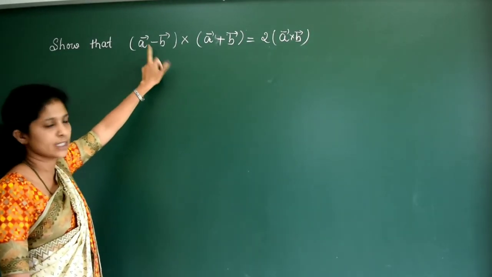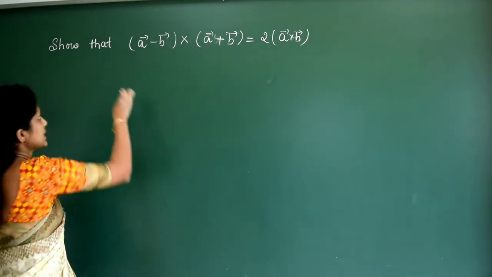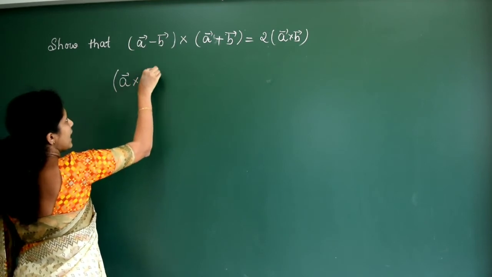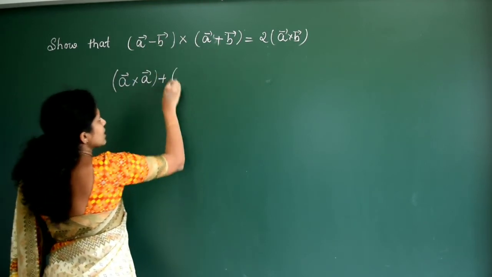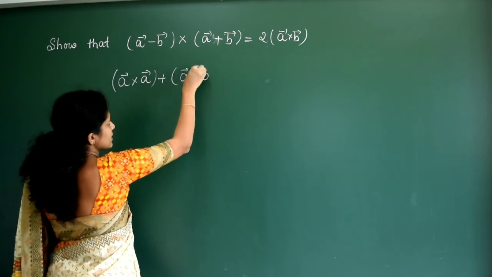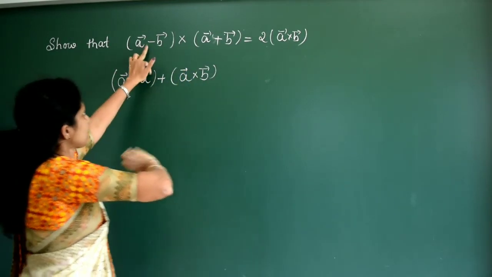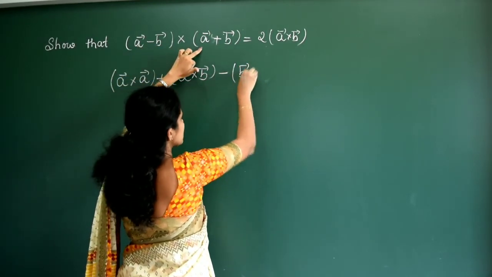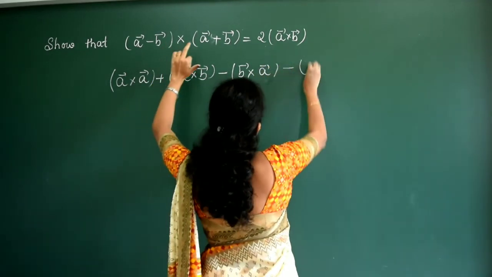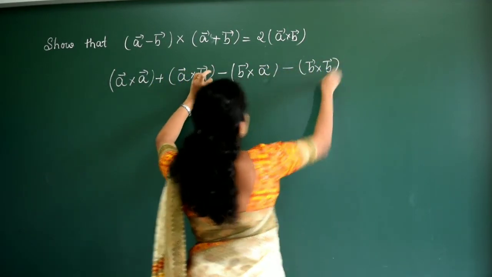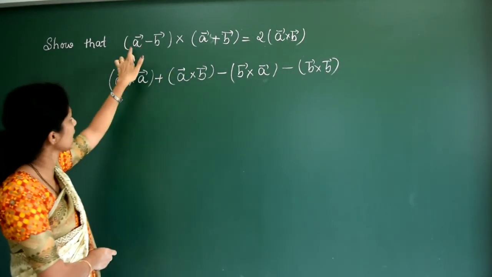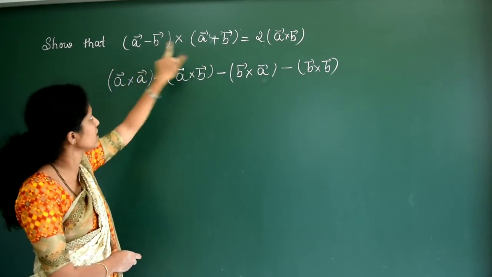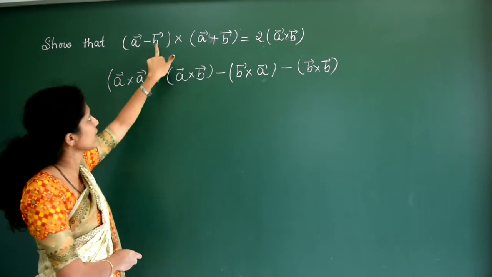(a vector minus b vector) cross (a vector plus b vector). Multiplying, it will be a vector cross a vector, right? And plus a vector cross b vector. We have multiplied by a vector, now multiply minus b vector. So minus b vector cross a vector, minus b vector cross b vector. Clear? a vector cross a vector, then a vector cross b vector, in between the sign is plus. Minus b vector cross a vector, and minus into plus will be minus b vector cross b vector.